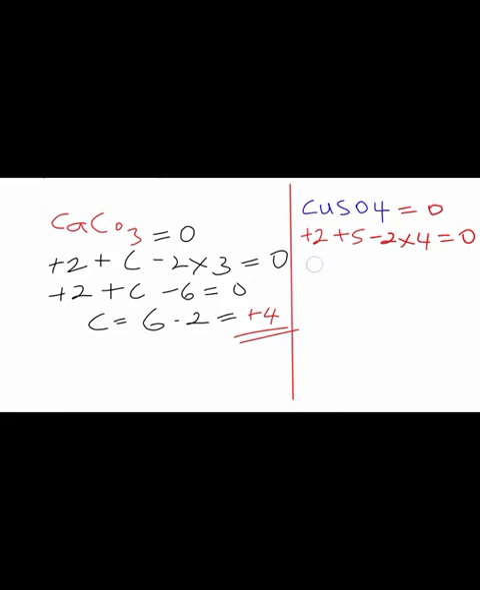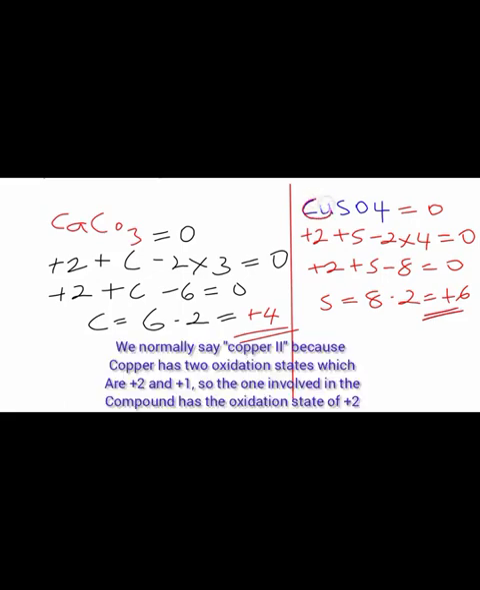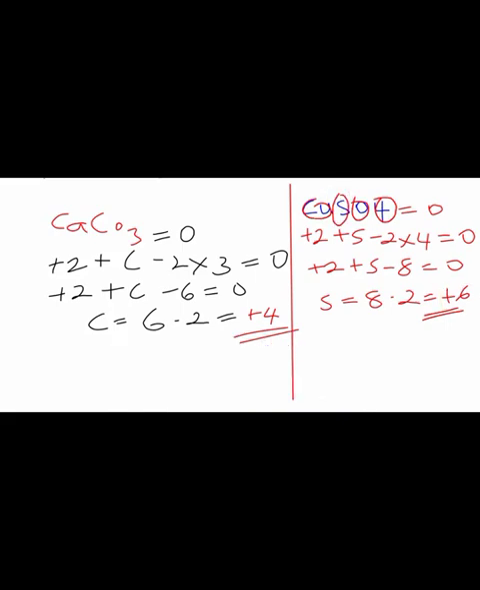Then we have +2 plus S minus 8 equals 0. Then S equals 8 minus 2, which equals +6. When we want to name this compound, we say copper tetraoxosulfate(VI). That is this 6 here. That's it. Let's move over to balancing of chemical equations.